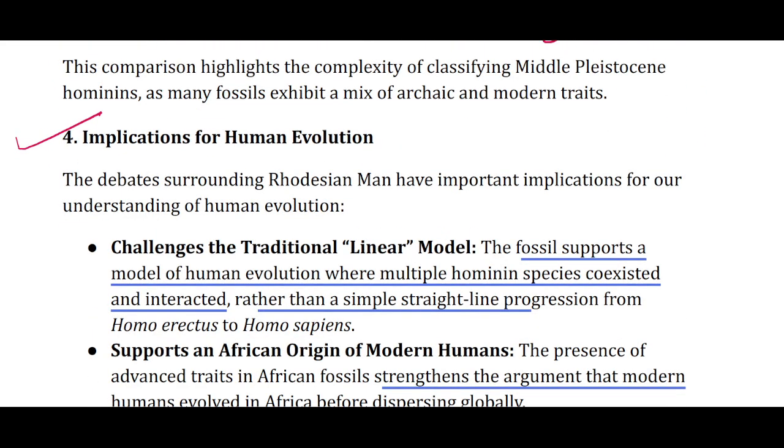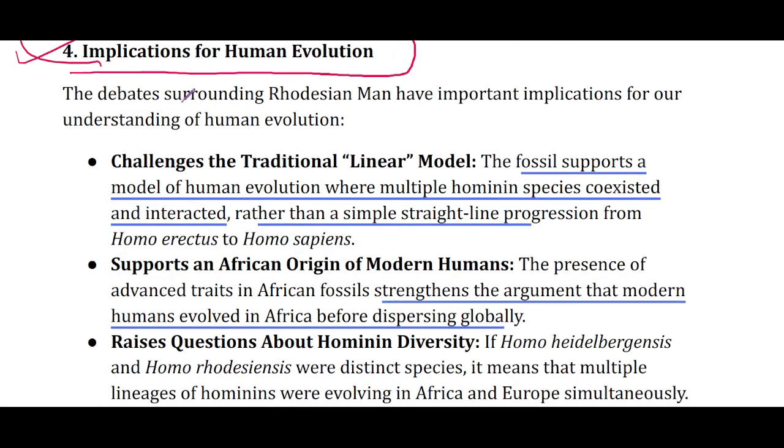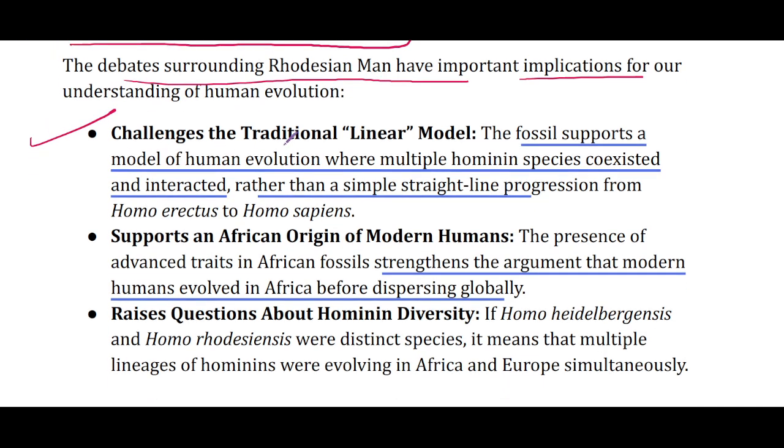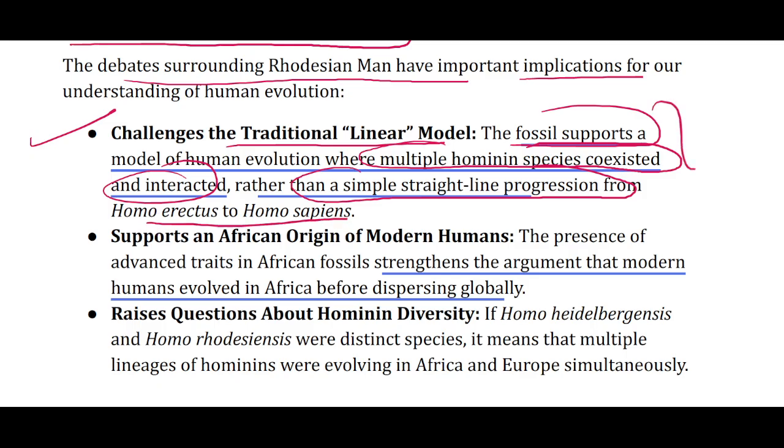Now, the next dimension is the implication for human evolution. The debate surrounding Rhodesian man has important implications for understanding human evolution. First, it challenges the traditional linear model. This fossil supports a model of human evolution where multiple hominin species coexisted and interacted, rather than a single straight-line progression from Homo erectus to Homo sapiens.